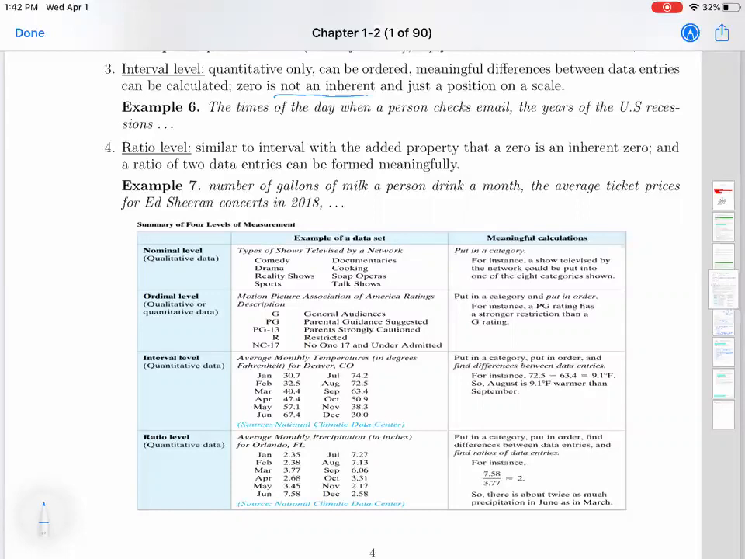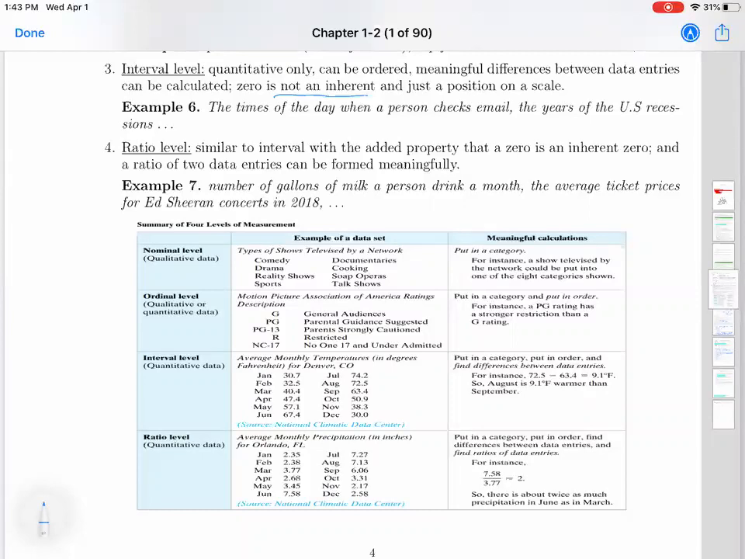For example, if you ask what times of the day a person checks email, you can say around 8 o'clock, around 10 o'clock, around noon, around 2 p.m., around 5 p.m., around 9 o'clock at night, right? So you're given times of the day, and those are numerical, quantitative data.